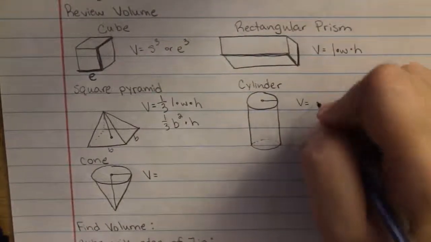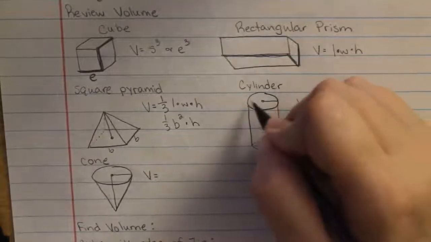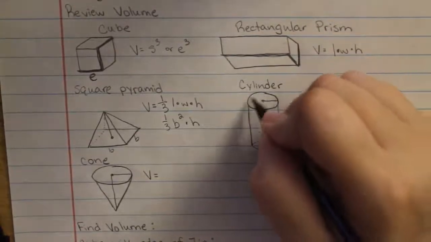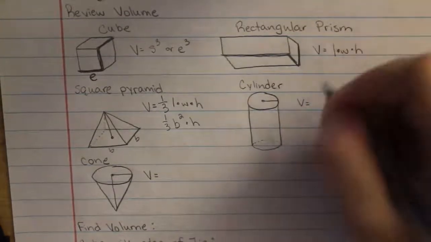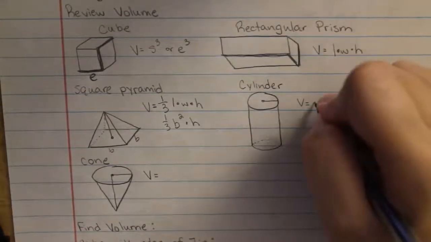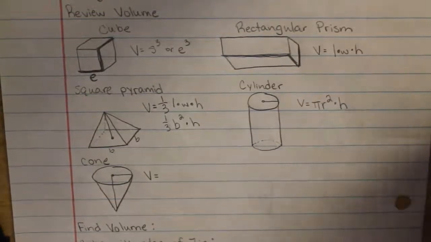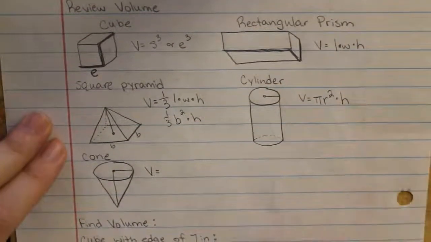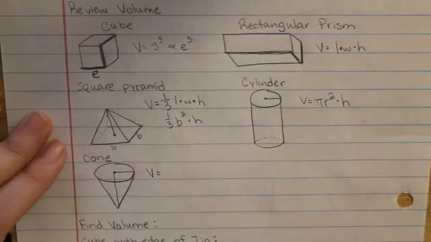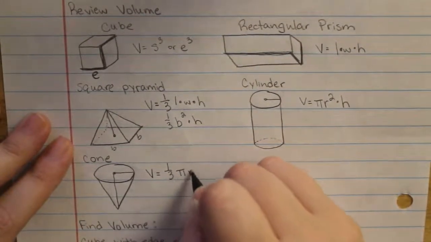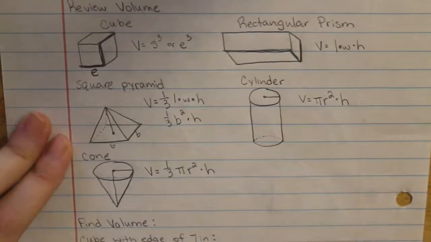A cylinder is going to be the area of the top times the height. So that is our volume. The reason being, it is all of this all the way down. So the area is going to be pi r squared, and then it's just times h there. And then for a cone, it's like the square pyramid of a rectangular prism. It's 1/3 of a cylinder, which is pi r squared times h.